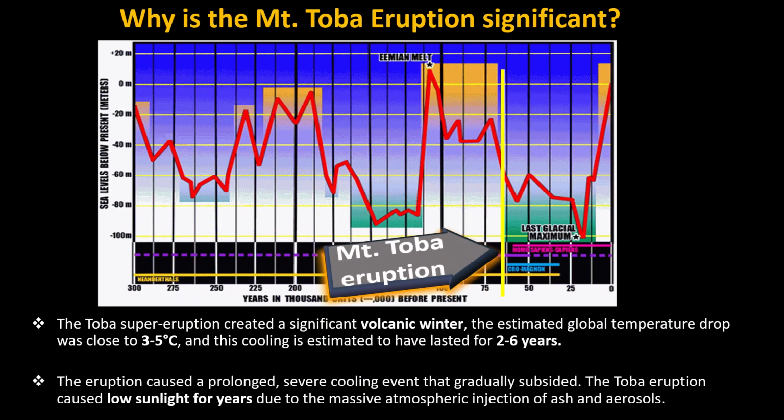Why is the Mount Toba eruption significant? The Mount Toba supereruption created a significant volcanic winter. The estimated global temperature drop was close to 3 to 5 degrees Celsius, and this cooling is estimated to have lasted for 2 to 6 years. The eruption caused a prolonged, severe cooling event that gradually subsided. The Toba eruption caused low sunlight for years due to the massive atmospheric injection of ash and aerosols.